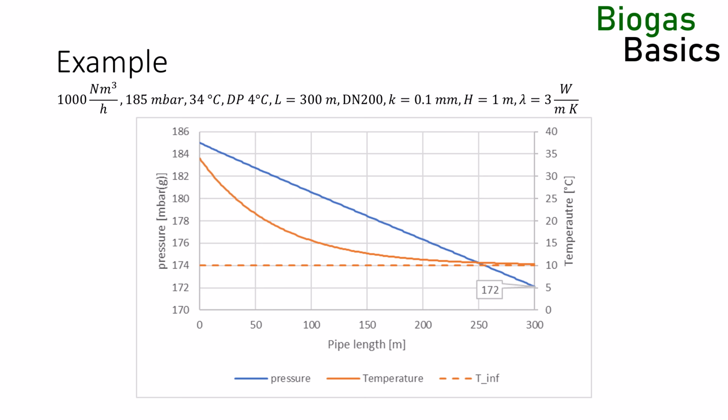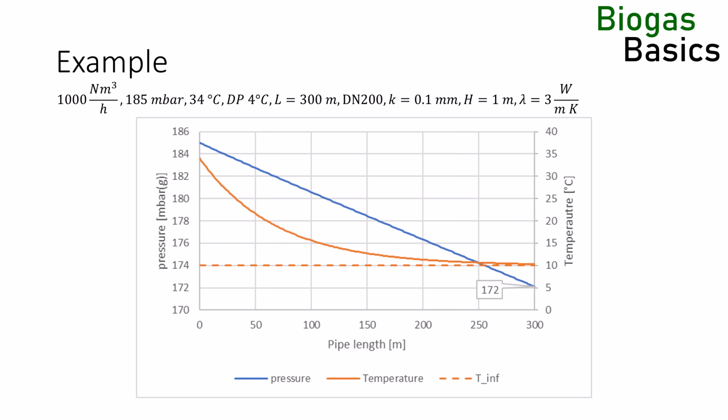We continue with the previous example. The flow from the blower has a temperature of 34 degrees Celsius and a dew point of 4 degrees Celsius. It flows through a 300 meter long DN200 pipe with a roughness of 0.1 millimeter. The pipe is buried in a depth of 1 meter. The soil has a heat conductivity of 3 watts per meter in Kelvin.